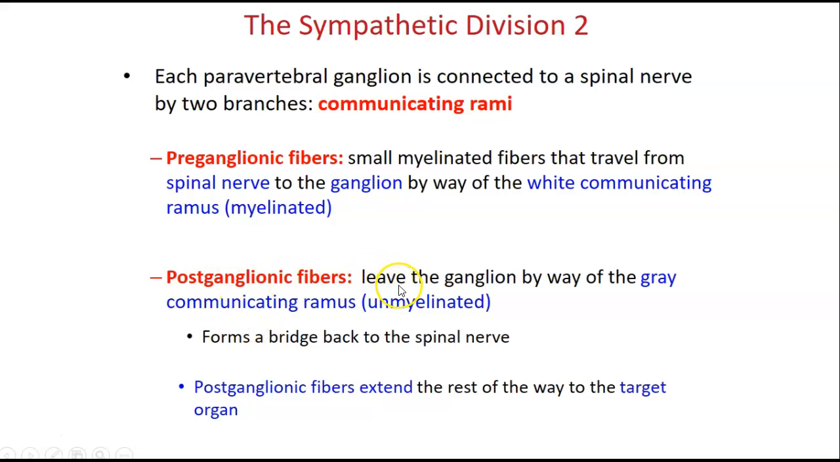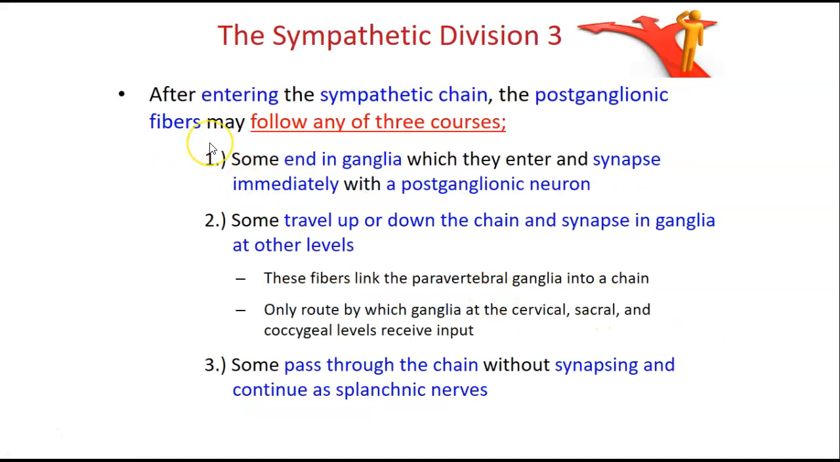Postganglionic fibers leave the ganglion by way of gray communicating rami, which are unmyelinated axons, to the targeted tissue. After entering the sympathetic chain, the fibers may follow any of three courses. First, some will end in the ganglia which they enter, and synapse immediately with the postganglionic neuron. Secondly, some will travel up and down the chain and synapse in ganglia at other levels.